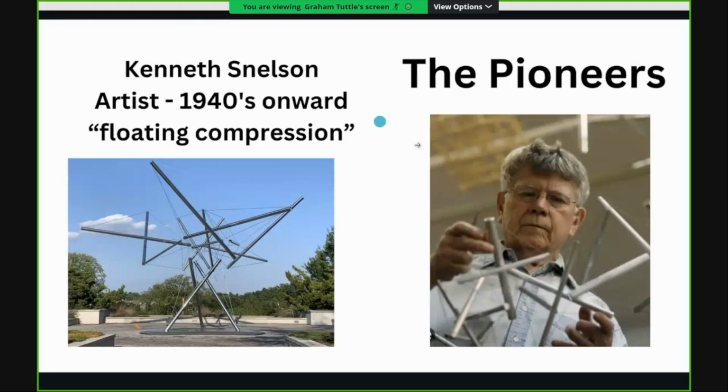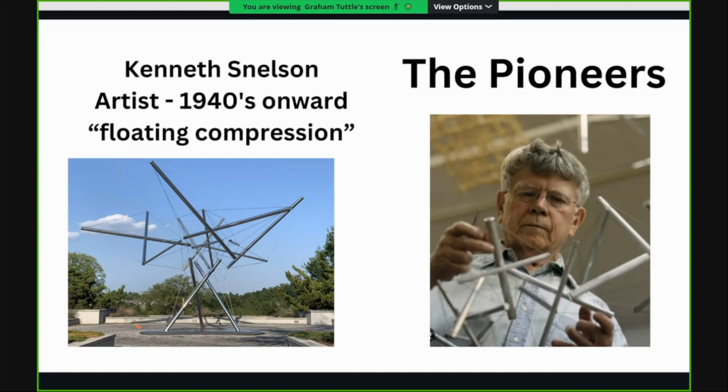So the pioneers, the first person who really built some things around this, he's now passed on, but Kenneth Snelson. He's an artist. He started to make these tensegrity models. What was it called at the time?